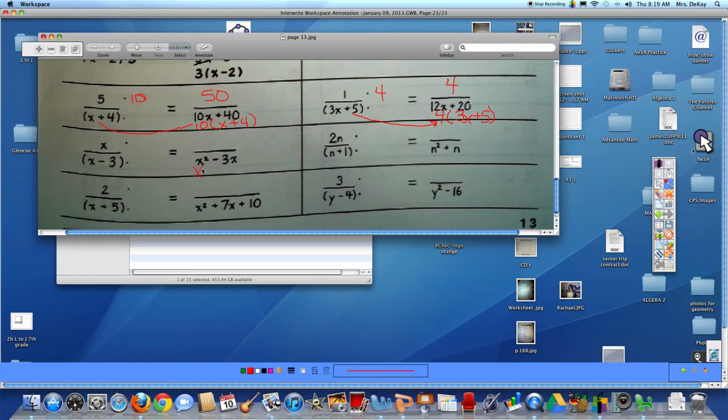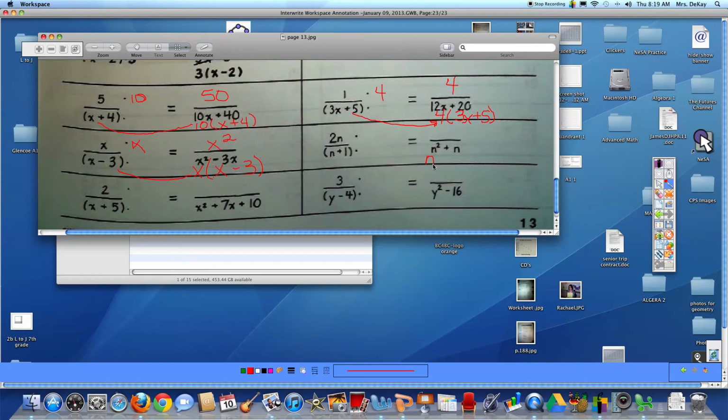Shelby, factor. X. X minus 3. Good. So what am I missing? X. Good, it would be x squared. Good job.